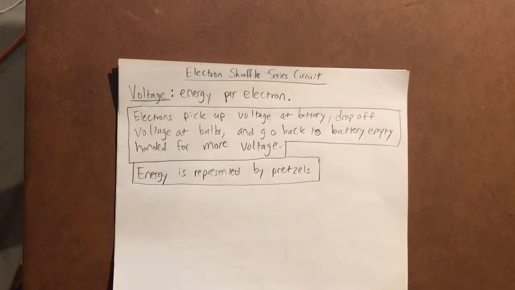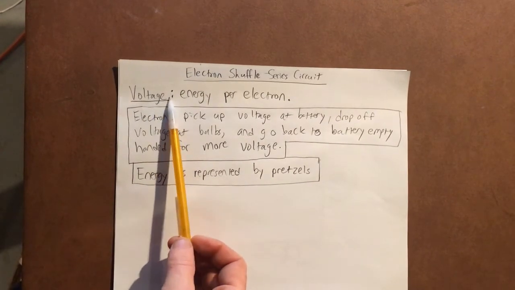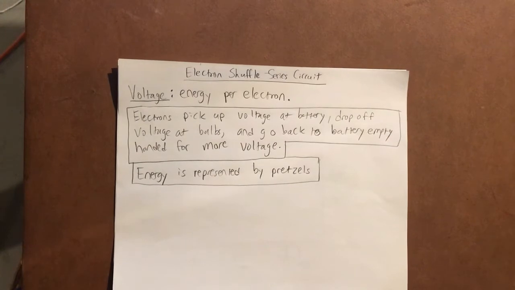let's talk about our first definition, voltage. So in a circuit, electrons travel around the wires and they carry energy with them. And how much energy each one carries is the voltage of that electron. So voltage is energy per electron. Some electrons may carry a lot of energy, they have a high voltage. Some may carry only a little energy, they have a low voltage, okay?